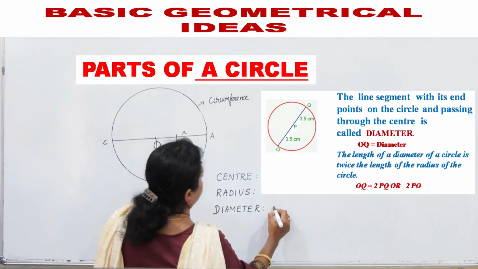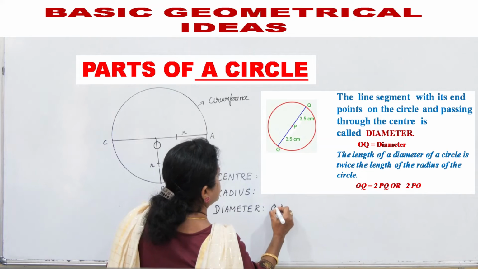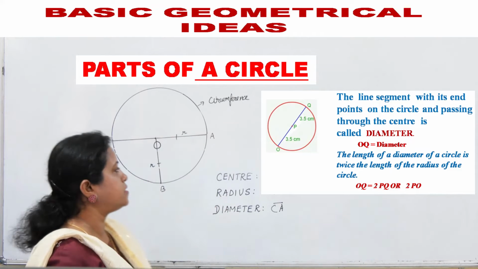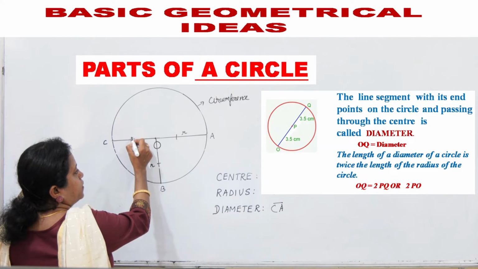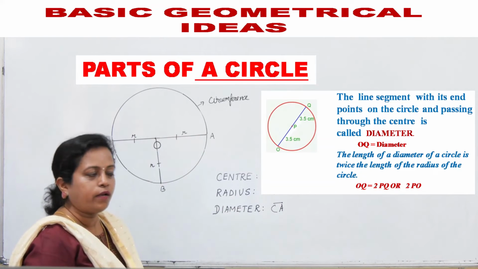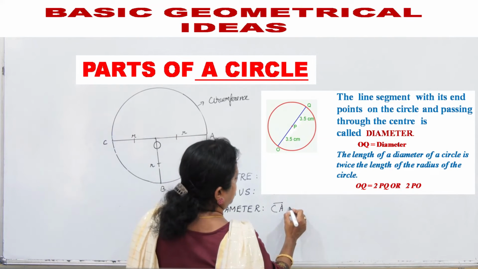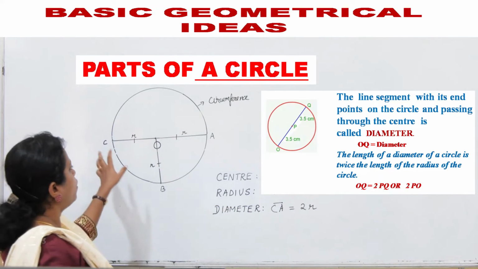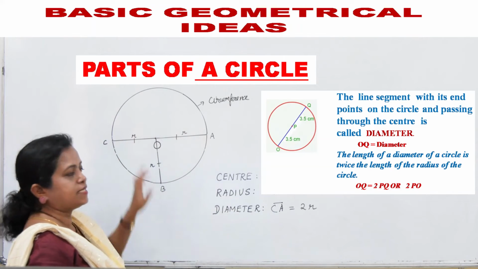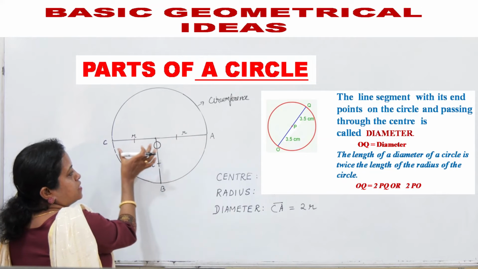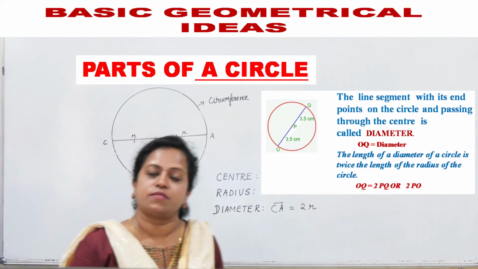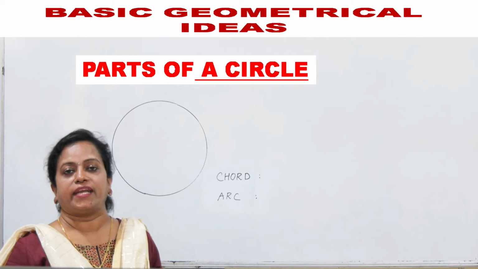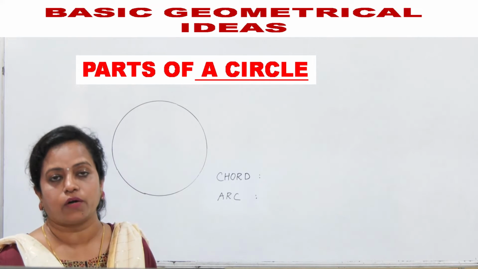If you want to name it, you can write the diameter as CA. CA is the diameter of the given circle. Another thing you have to understand here is that the diameter is made of two radii, and these two radii are equal. You can say that the diameter is equal to 2 times the radius of the given circle. Okay? Suppose this length CA is 10 centimeter, then this part will be 5 centimeter and this is 5 centimeter. That is, 2 times the radius of the given circle gives you the diameter of the circle.